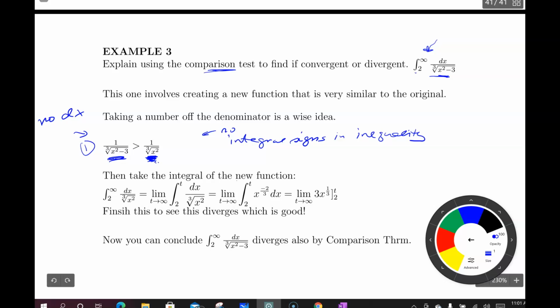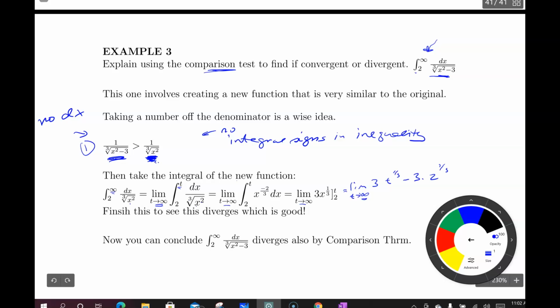So 2 to infinity, integral of this. So first step is limit as t goes to infinity. Put the t in where the infinity was. And then taking the time to rewrite this, this is power over root, so that would be x to the negative 2/3. Then add 1 to the exponent, carrying the limit along every single time. Add 1 to the exponent, x to the 1/3 over 1/3, or times 3. And so finishing it off, limit as t goes to infinity, I get 3t to the 1/3, subtract 3 times 2 to the 1/3.